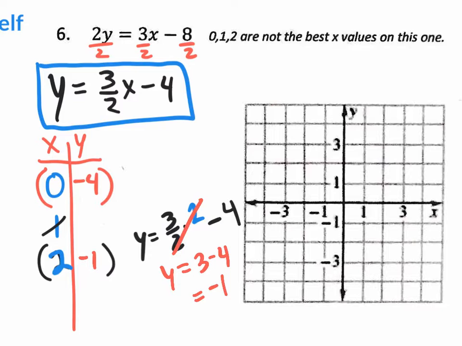So we could plot the first point, 0, negative 4, 0 on the x, negative 4 on the y. Here it is. Then we could graph this second coordinate of 2, -1. 2 on the x, -1 on the y. There it is. Now, I usually say draw 3 dots doing inputs and outputs. So you could plug in a 4 if you wanted to. That way, it would work out pretty nice. The 3/2 times 4 would cancel and you get an easy output.